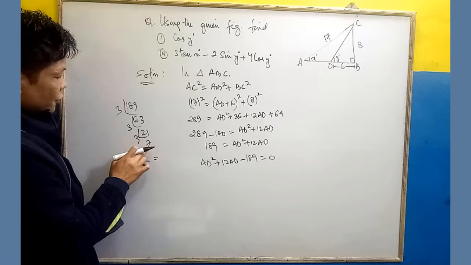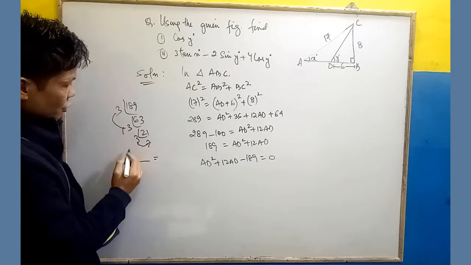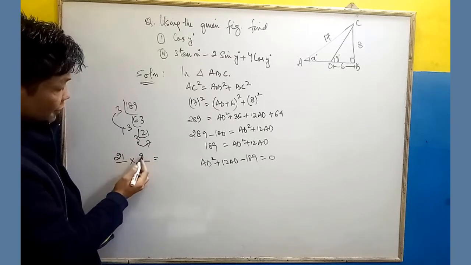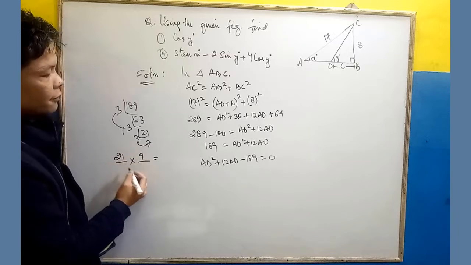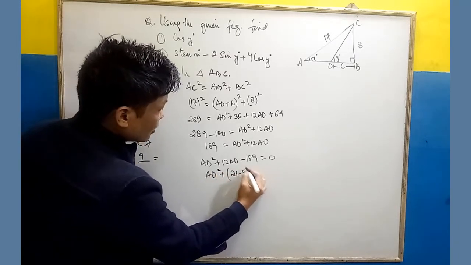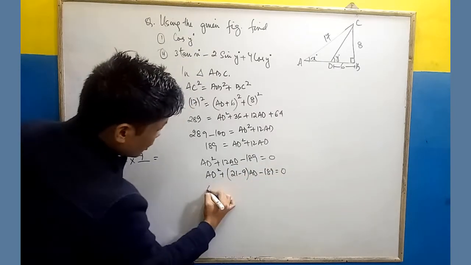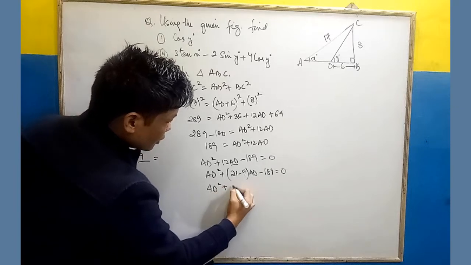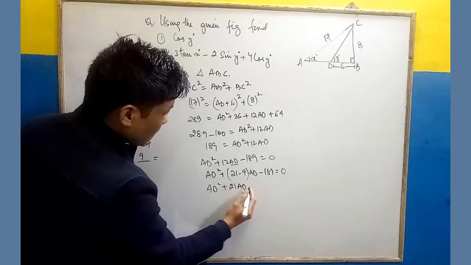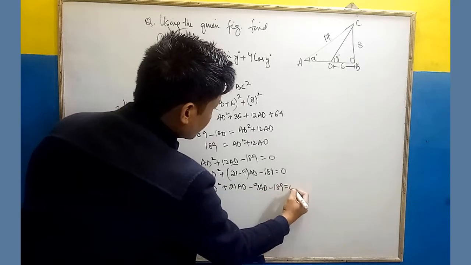So 7 times 3 is 21. So 21 times 9 is 189. If I subtract 9 from 21, I'll get 12. So instead of 12, I can write 21 minus 9. So AD is still there, so I'll put AD, minus 189. So from here, this is 21 AD, plus into minus is minus 9 AD, minus 189 equal to 0.